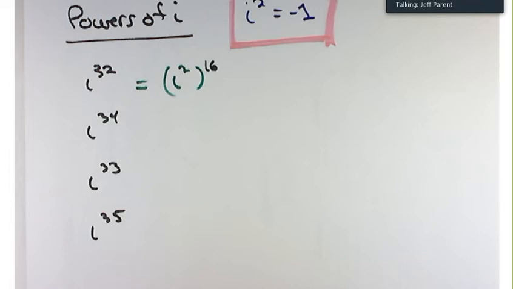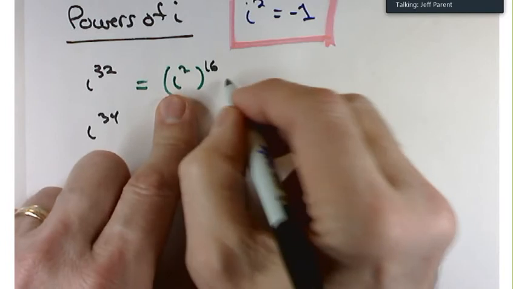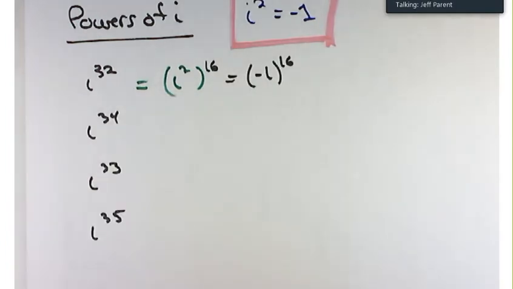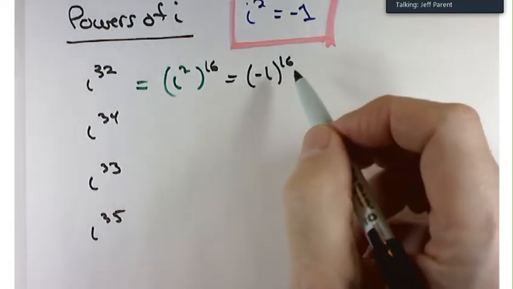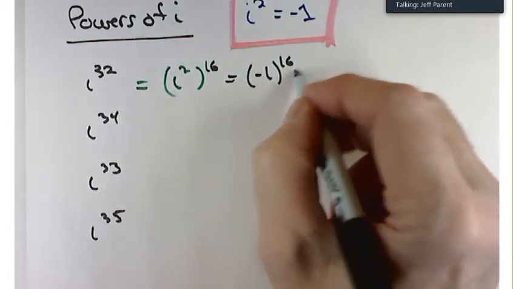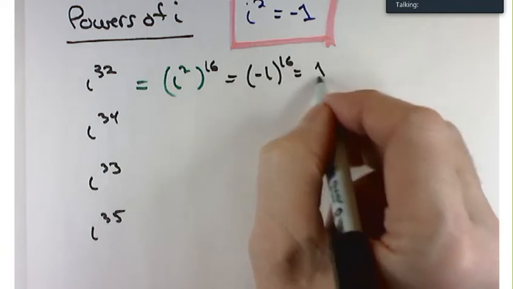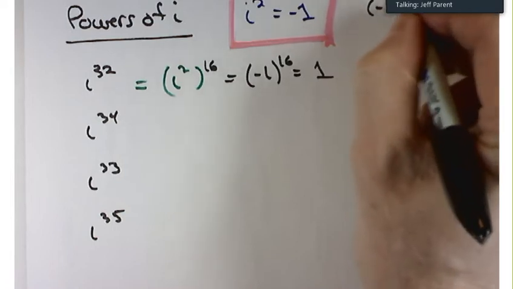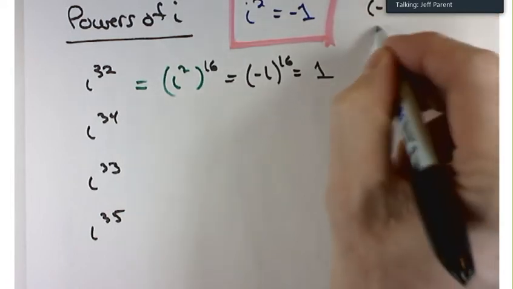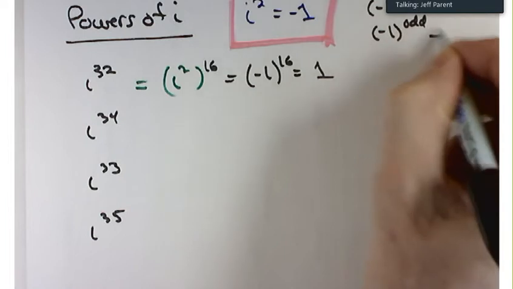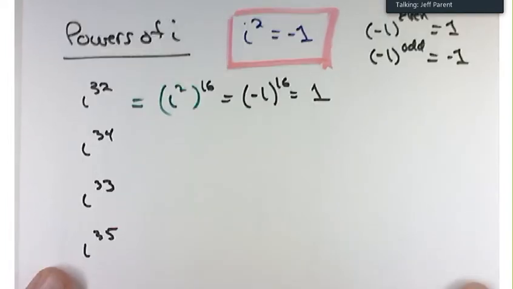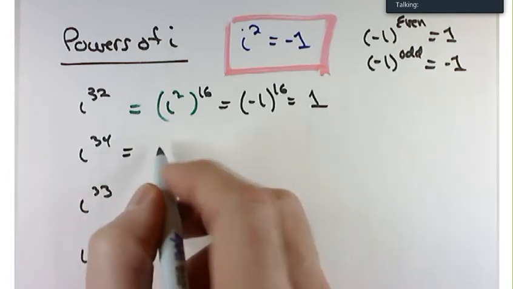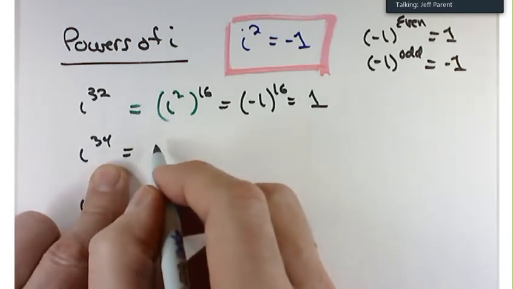Okay, let's use what we know. We know that i squared is negative 1. So we got negative 1 to an even power. What's negative 1 to an even power? It's 1. If you have negative 1 to an even power, you get 1. Negative 1 to an odd power, you get negative 1. It's just that friendly. So let's take a look at what difference it's going to make if we go up to i to the 34th power.